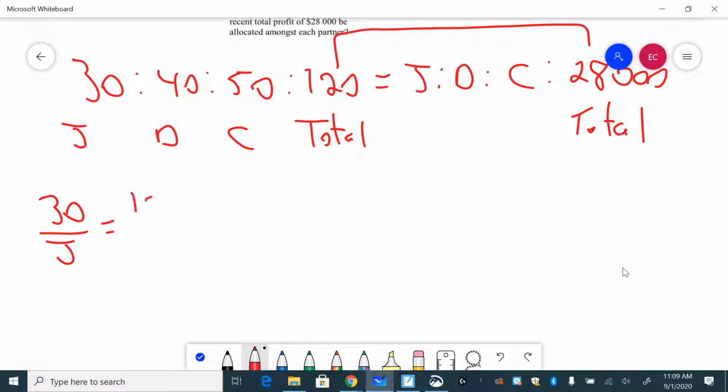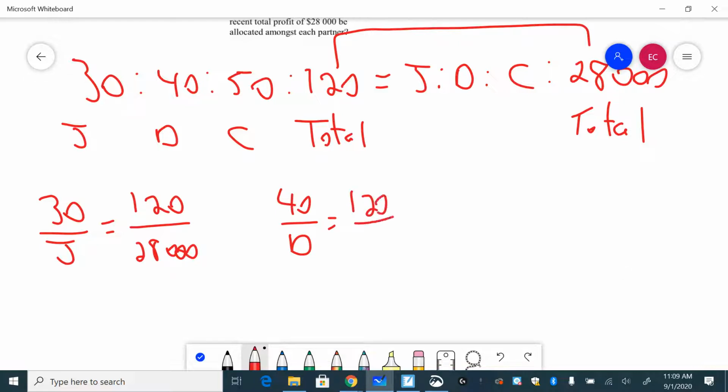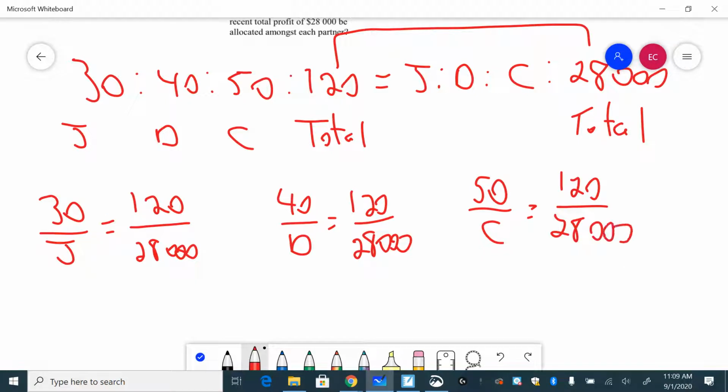So 120 over 28,000. And now I'll set up the other two guys. So we've got 40 over D. And same one, ratio of 120 over 28,000, total with total. And then I'll set up the third one. So it's 50 over C. And then I'll do another total with total. Okay, now we cross multiply.